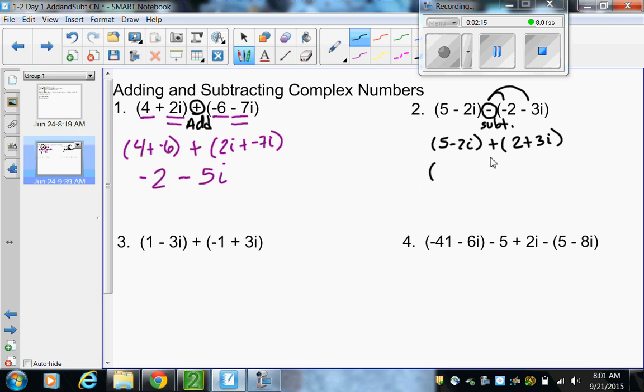So I'm going to put the two real numbers together, so that's 5 plus 2. And then -2i plus 3i. So 5 plus 2 would be 7. -2i and positive 3i leaves me with a positive 1i.